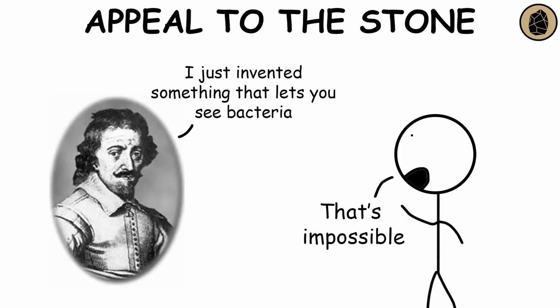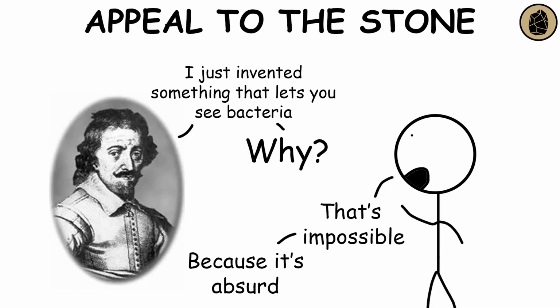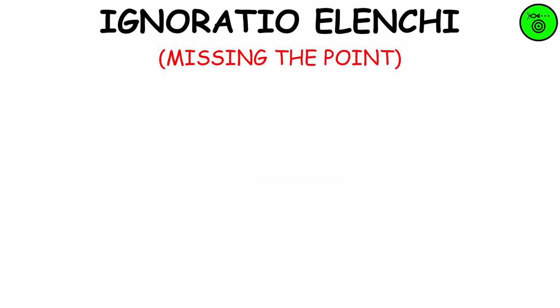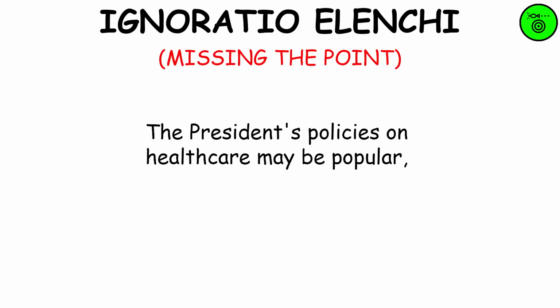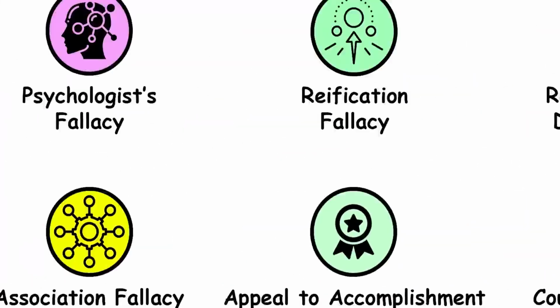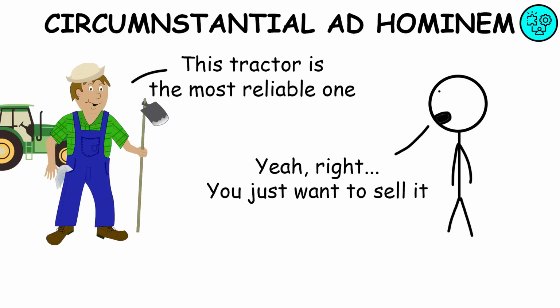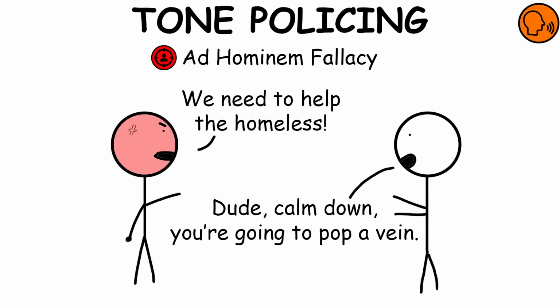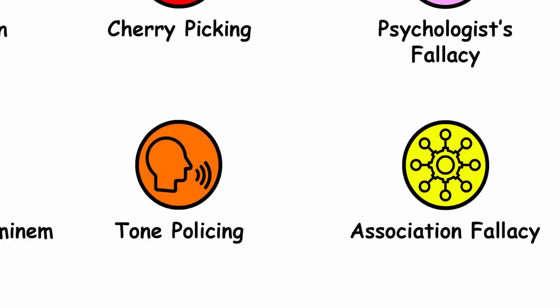Appeal to the stone. It happens when a dismissal is made by stating or reiterating that the argument is absurd without providing further argumentation. Ignoratio elenchi, also called missing the point, is the fallacy of presenting an argument that may or may not be logically valid and sound, but whose conclusion fails to address the issue in question. Circumstantial ad hominem. Stating that the arguer's personal interest in advancing a conclusion means that their conclusion is wrong. Tone policing, an ad hominem fallacy that focuses on the emotion behind a message rather than the message itself as a discrediting tactic.